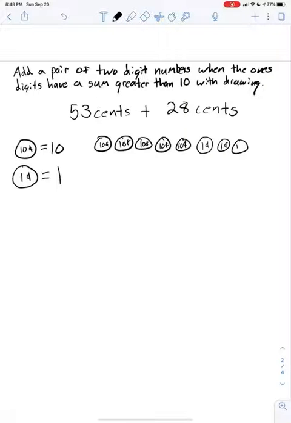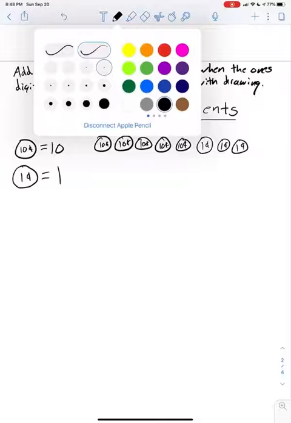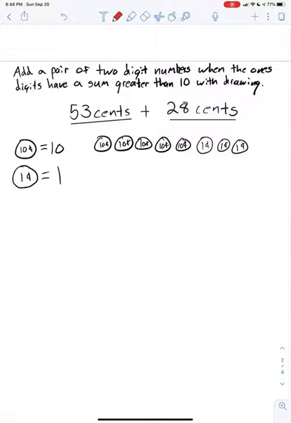2, 3. Now, what's really nice with addition is we can add the 53 cents and the 28 cents together. So we don't need to separate them because they're all money. So I'm going to draw the 28 cents in red. That way you can see that as well. So we have 10, 20. We have 2 dimes. So if you see the tens place, 2 dimes.